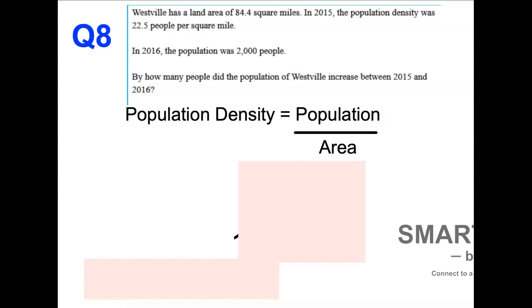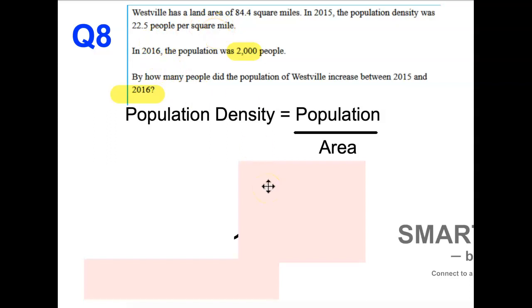So we know that our formula for population density is: population density is equal to the population divided by the area. The question wants us to figure out by how many people the population grew between 2015 and 2016. They tell us that in 2016 there were 2,000 people, so we have that part. But to figure out how many people lived there in 2015, we're going to have to use the population density formula.